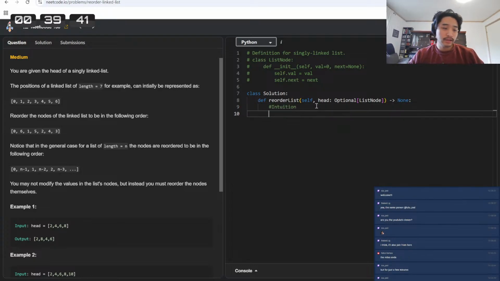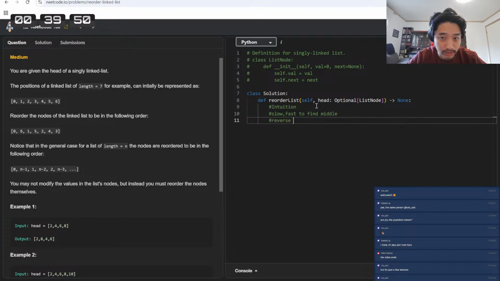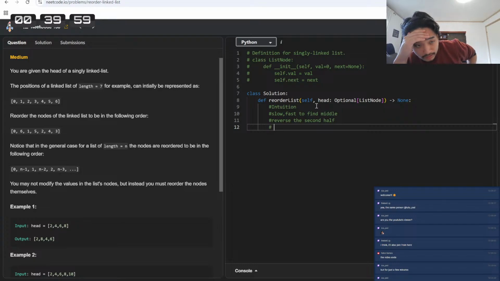Okay, my intuition. Lulu underscore PSD. Welcome. My intuition is to use slow, fast to find middle. Then I would reverse the second half. And then I would connect them properly. I would just merge them together.